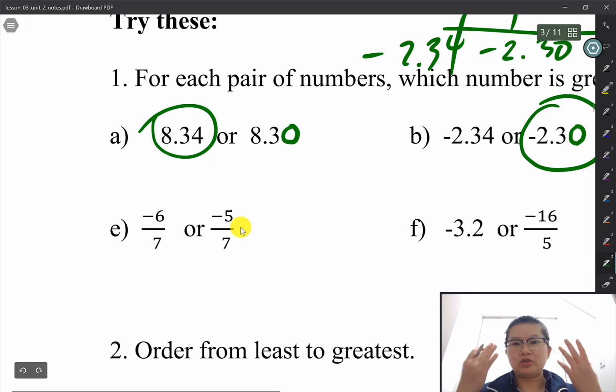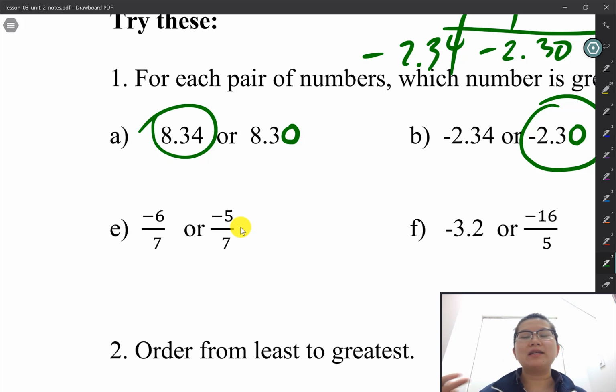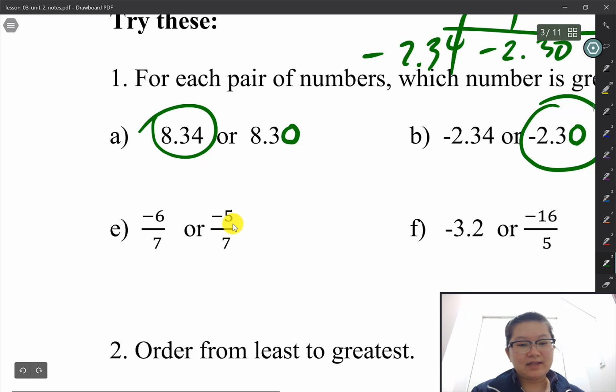So whenever we deal with two negative numbers, the one that is less negative is always going to be larger. And I don't think you actually need to convert these to a decimal, in my opinion, because it is using the same denominator. Every piece of the pizza is of the same shape. We're talking about sevenths of a pizza.